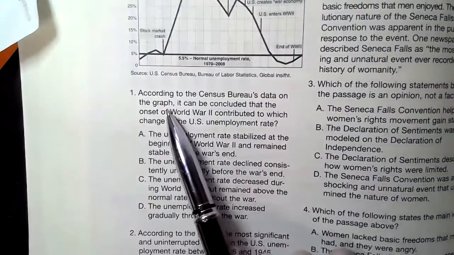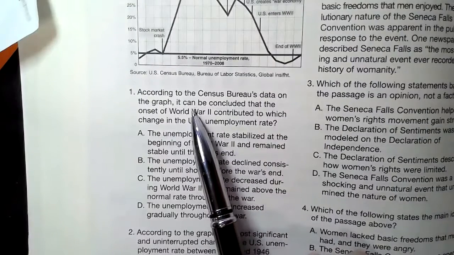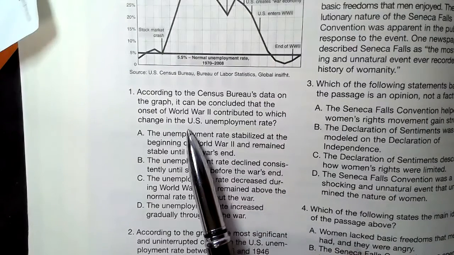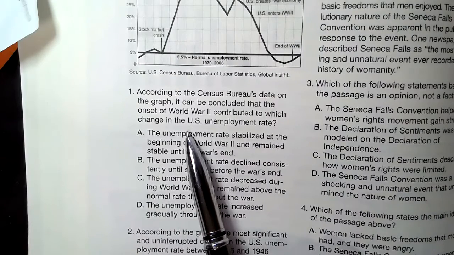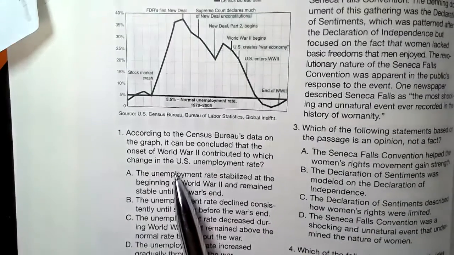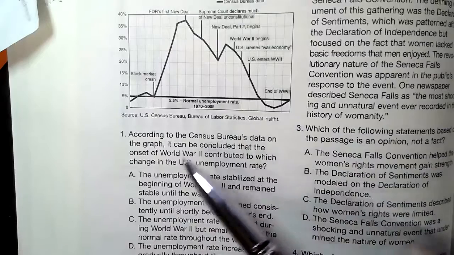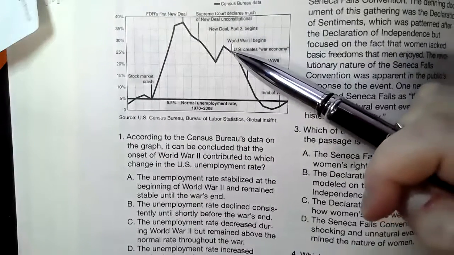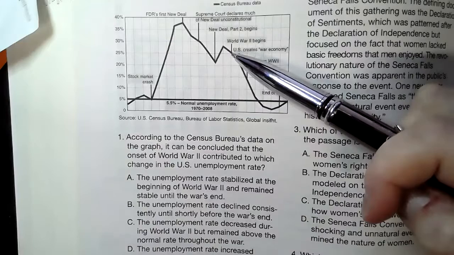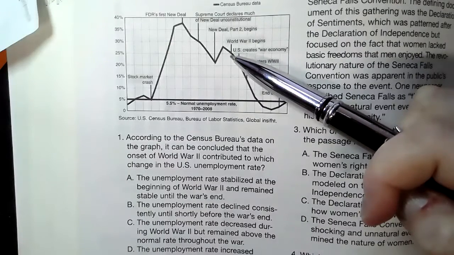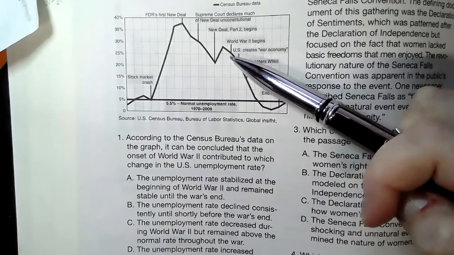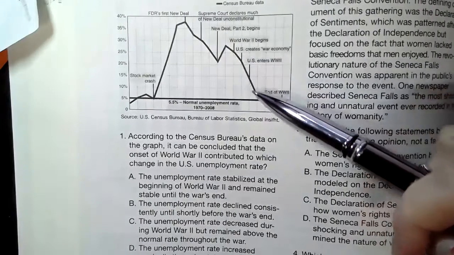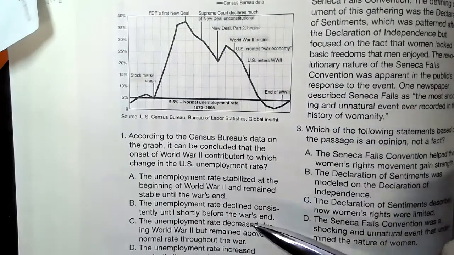So that first question, according to the Census Bureau's data on the graph, it can be concluded that the onset of World War II contributed to which change in the US unemployment rate? So we are looking at the onset of World War II. That means when it started, right here. And let's look at A. The unemployment rate stabilized at the beginning of World War II and remained stable until the war's end. Not true. Look at it. It took a nosedive.